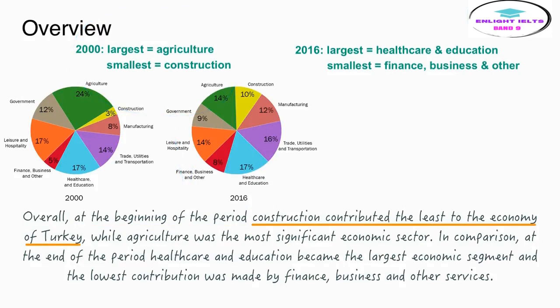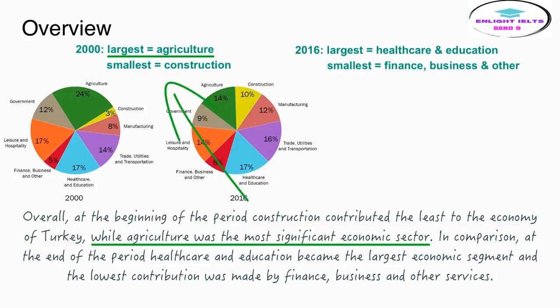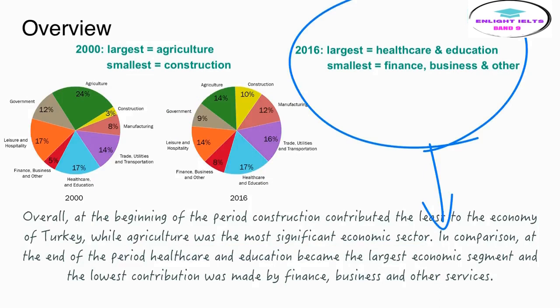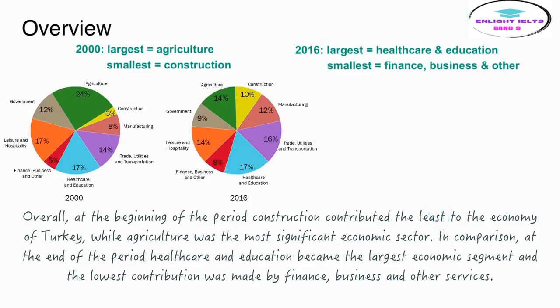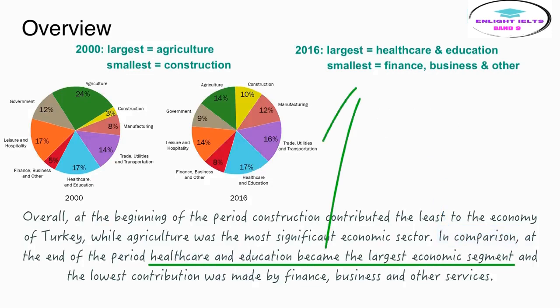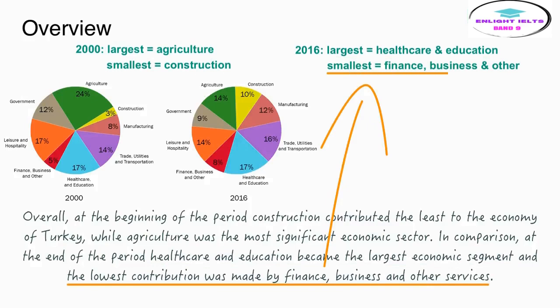I write that construction was the smallest economic segment, and agriculture was the largest economic segment. After that, I start a new sentence to describe the key features of the year 2016. You can see that I used a very nice linking structure, "in comparison", to show that I'm comparing both charts. And then again, I just list the largest economic segment and the smallest economic segment in that year.